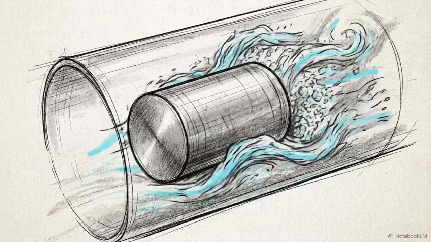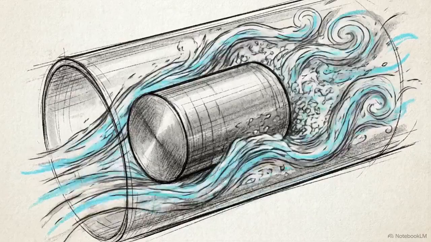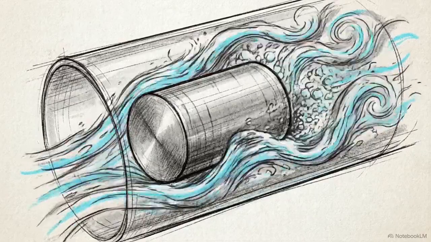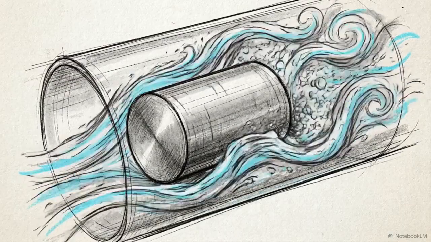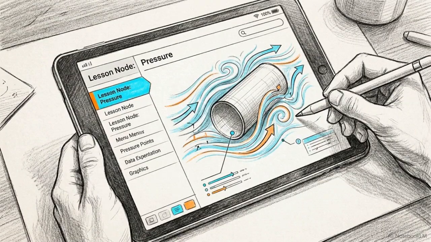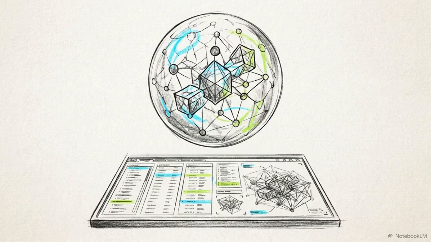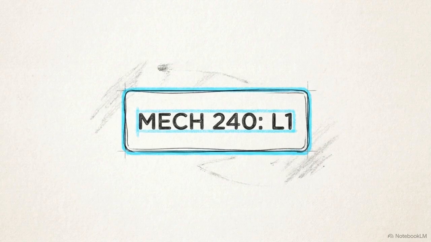We can see this architecture in practice through Professor Haddad's fluid mechanics course, MECH 240. Haddad is teaching the behavior of physical fluids under pressure. Translating that physical reality into a digital environment requires a deliberate structuring of every lesson node, which serves as the briefing mechanism for the course's autonomous AI tutor. Haddad begins with a single lesson node, pressure and its measurement.